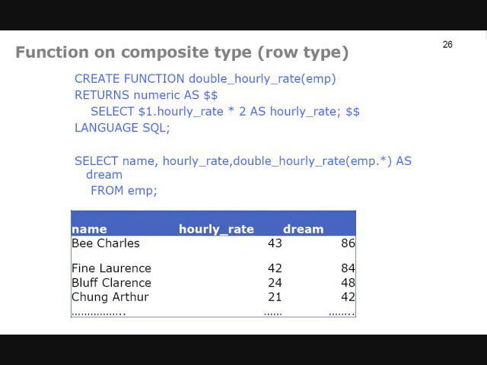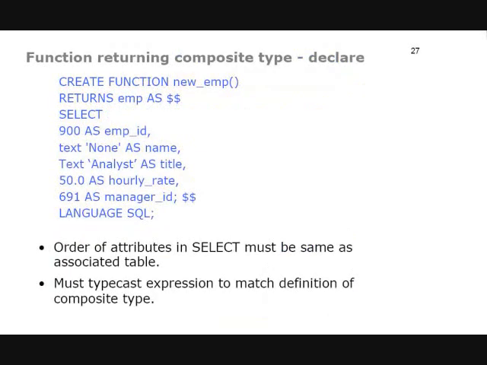So what if what we want is a function that actually returns a composite type? So far we have seen a function that takes a composite type as a parameter. We could also have a function that returns a composite type. So we could have a function called create or replace function, preferably new_emp, which creates a new employee record, and that returns emp, so returns a composite type, as, and then I define the body of my function with the dollar notation.